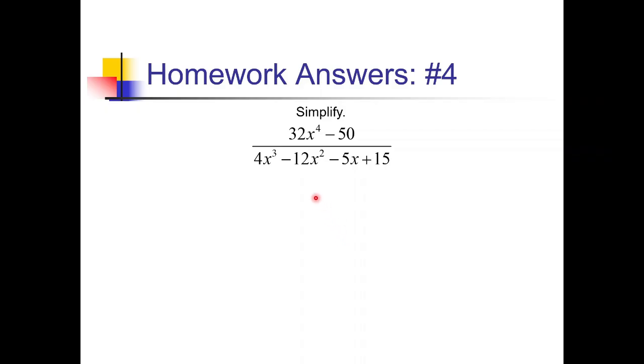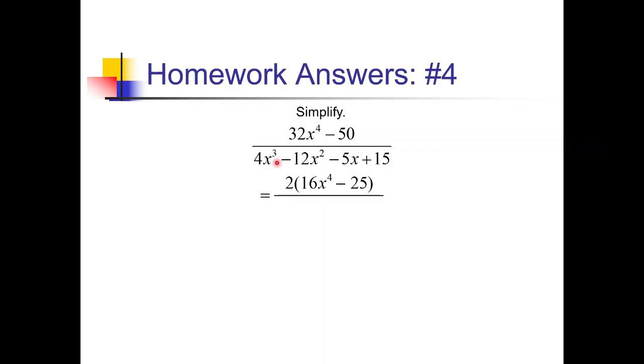Let's get started on simplifying this rational expression. This one is a little bit of a beast. So for the numerator, let me first look for common factors. I notice these are both divisible by 2, and I think that's about it. So if I take a 2 out of there, I'm left with 16x to the 4th minus 25.